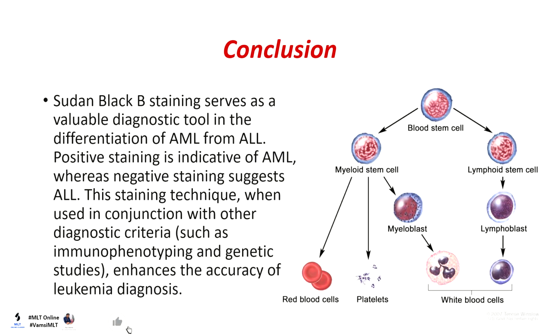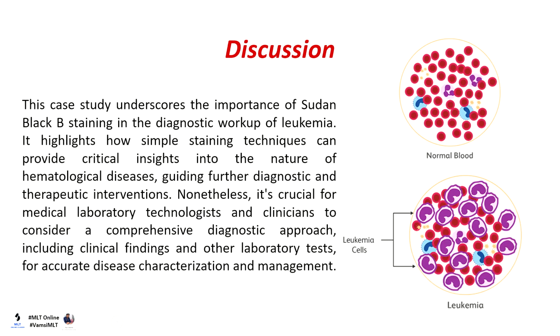Conclusion. Sudan black B staining serves as a valuable diagnostic tool in the differentiation of AML from ALL. Positive staining is indicative of AML, whereas negative staining suggests ALL. This staining technique, when used in conjunction with other diagnostic criteria, such as immunophenotyping and genetic studies, enhances the accuracy of leukemia diagnosis.